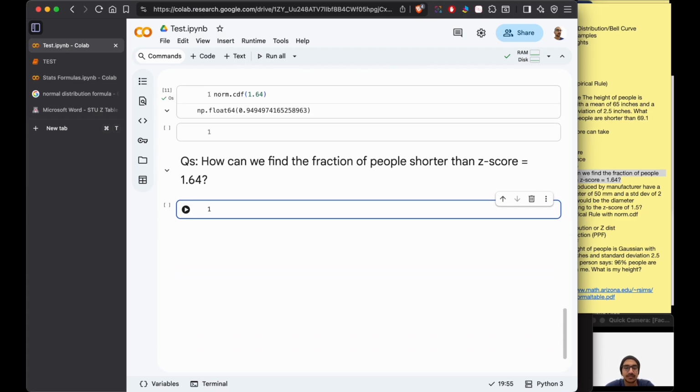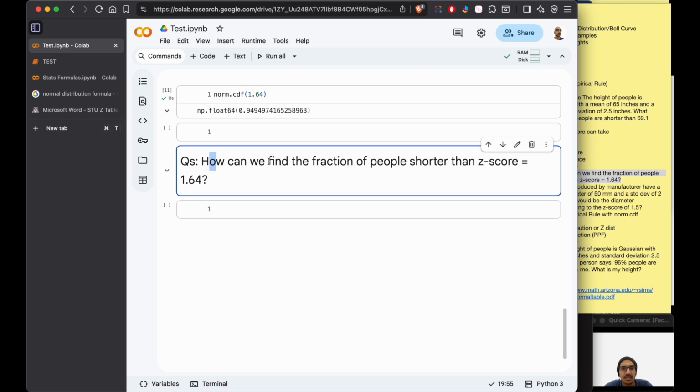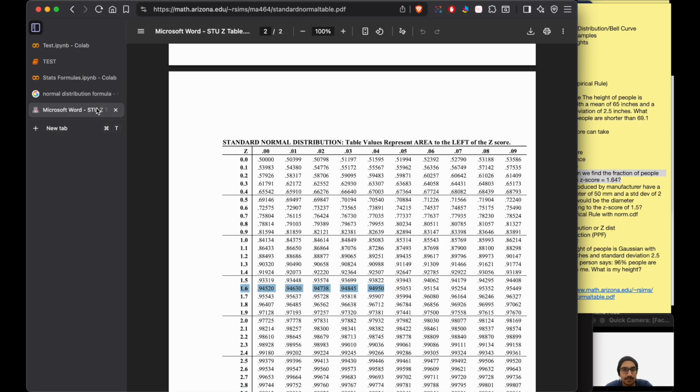So the question is, how can we find the fraction of people shorter than z-score 1.64? So here they're giving us a direct z value, asking for the fraction of people shorter than z 1.64. So they gave us the z-score directly. So all we have to do is check 1.6, and the third value is 4. So we already solved this exact same thing there.